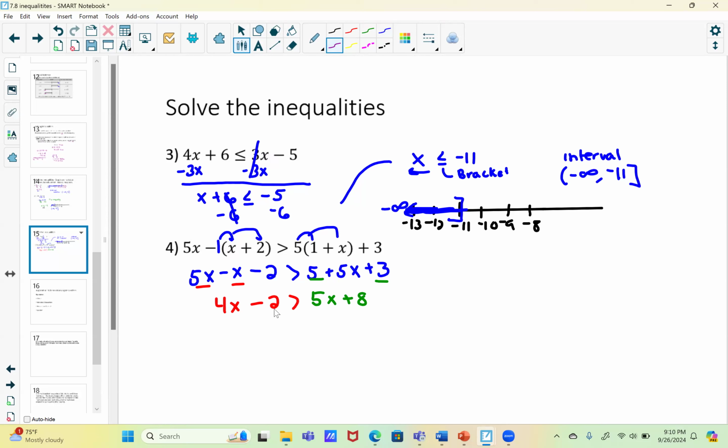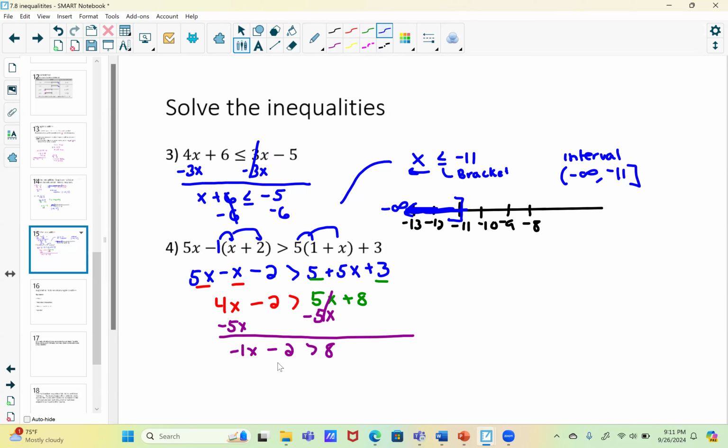Then we have to get x's to one side, numbers to the other. I know a lot of times people like to move the smaller number, but it's always recommended to get the x on the left side. If you don't, you need to move it to the left side before you graph it. So I'm going to subtract 5x from both sides. I get 4x minus 5x is negative 1x, or negative x minus 2 is greater than 8.